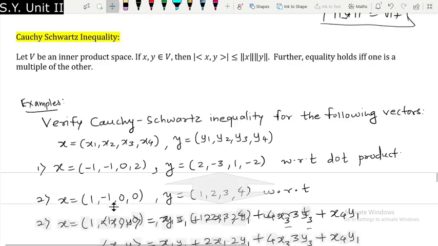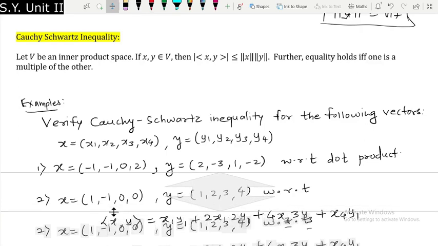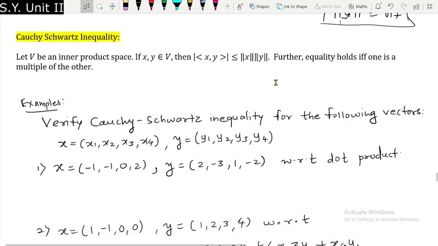Whenever you come across mod of inner product of something, then definitely you can think of the Cauchy-Schwarz inequality. And further they are saying that equality holds if and only if one is a scalar multiple of the other. The meaning is, one is a scalar multiple of the other means x and y are linearly dependent. So equality in the sense, this mod of inner product of x with y will be equal to norm of x multiplied by norm of y.